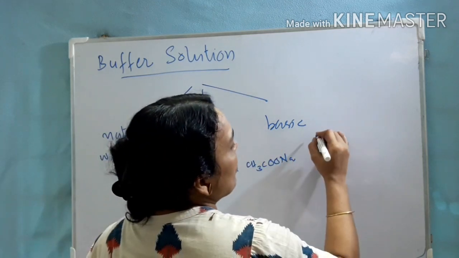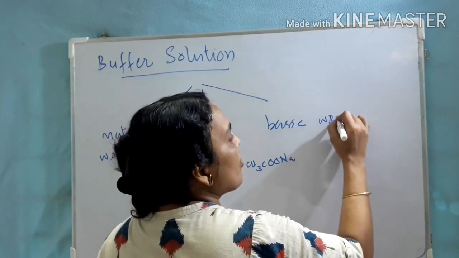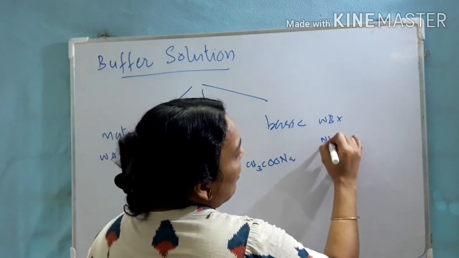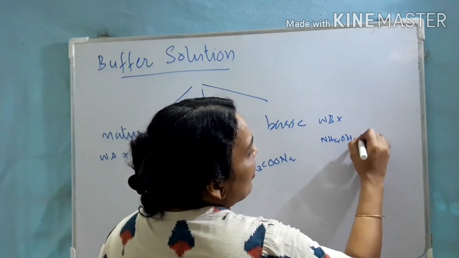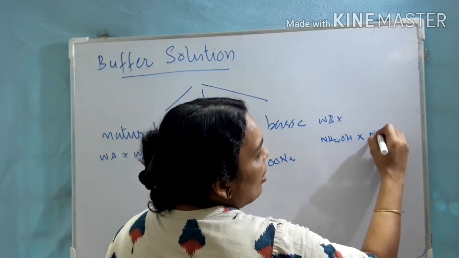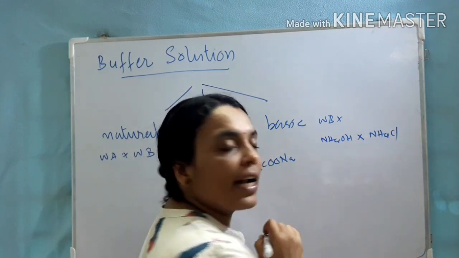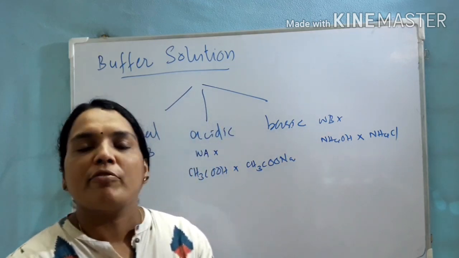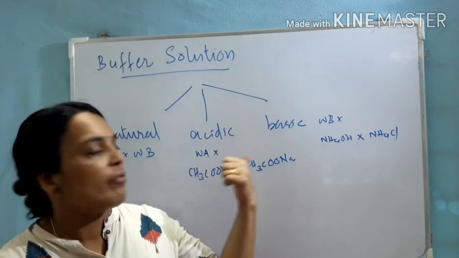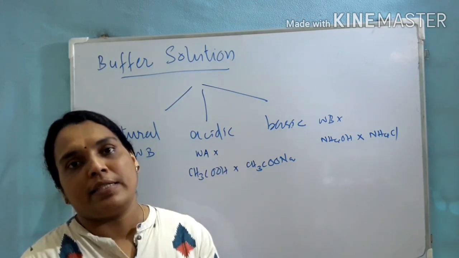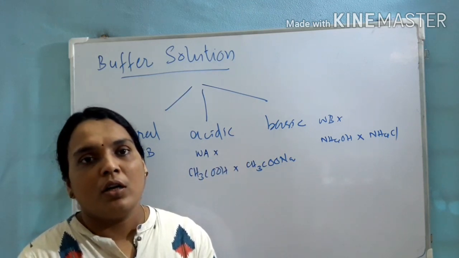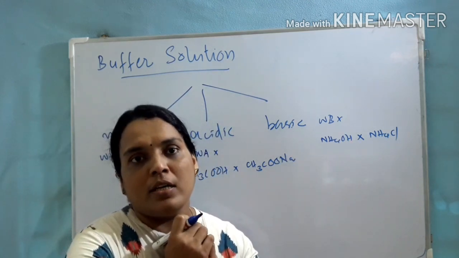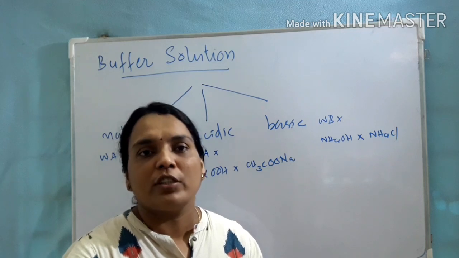Similarly, basic buffer means a weak base with its salt of a strong acid. For example, ammonium hydroxide, a weak base, with its salt with a strong acid like HCl. So it is called a basic buffer. So generally buffer has three different types: natural buffer, acidic buffer and basic buffer. Out of these, two are more important for our topics, so we want to calculate the pH of this type of buffer.